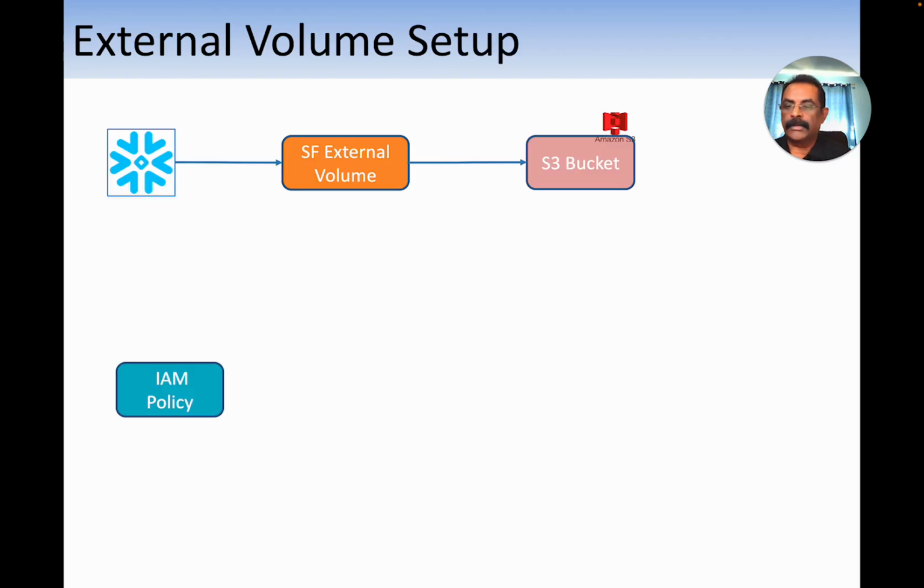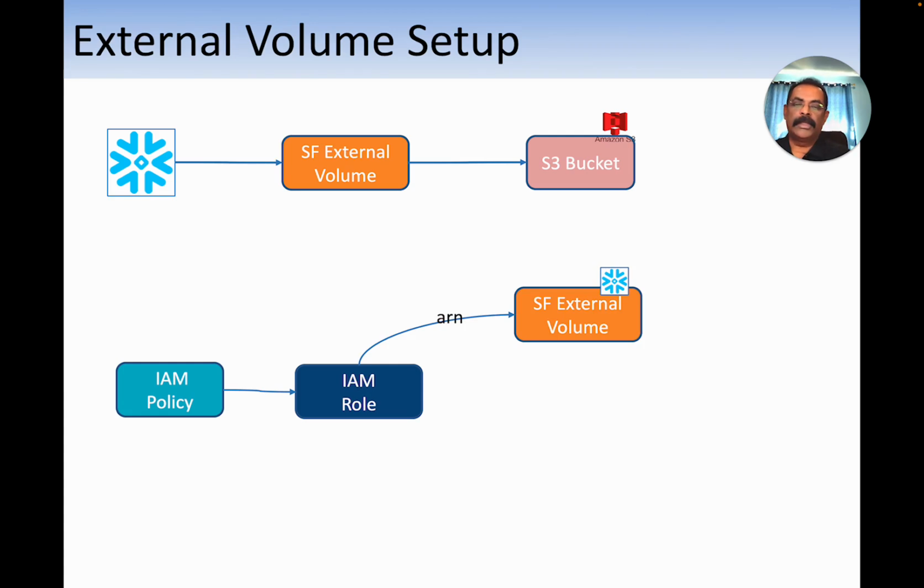In order to do that, you're going to create an IAM policy. For this IAM policy, Snowflake provides what objects you need to have access to, such as list, get, and all that stuff from your volume or your bucket. Then you're going to create a role, because as a user, or through an external volume, you are not accessing a policy. You need a role. Then, using that role ARN, you're going to create an external volume in Snowflake.